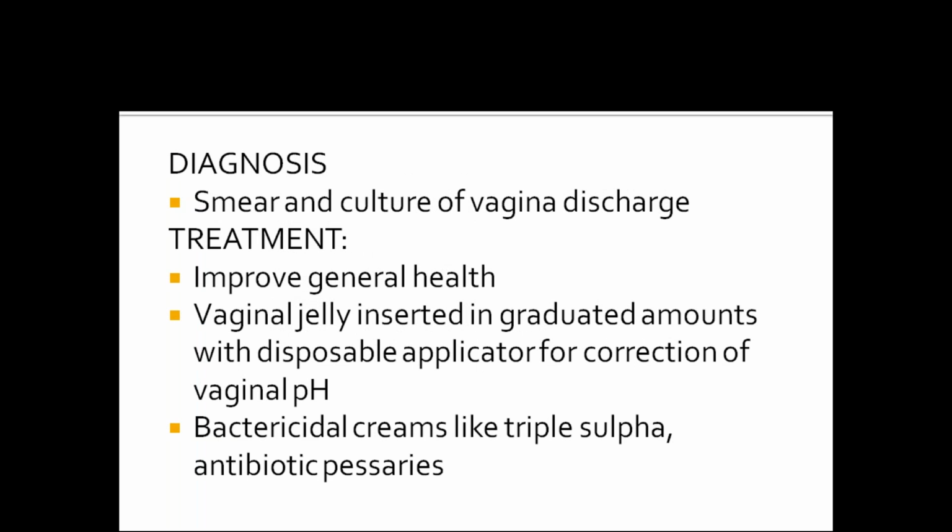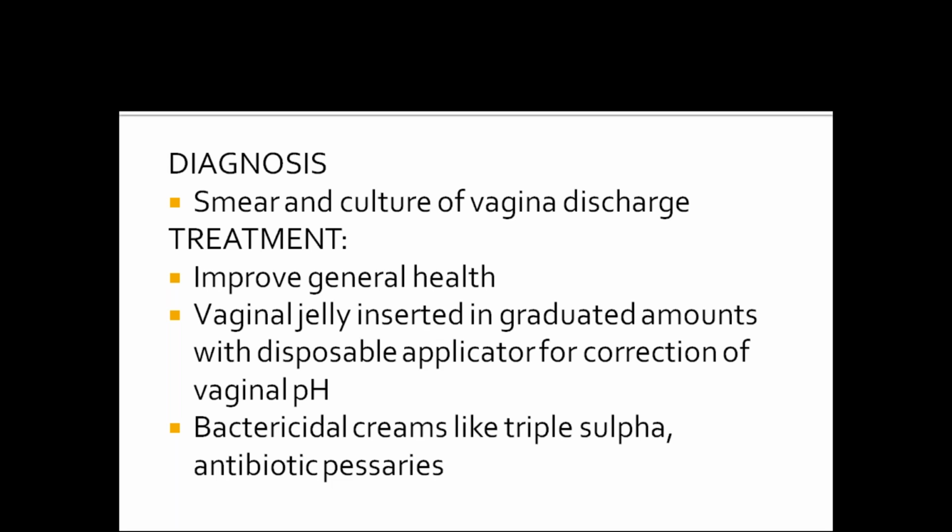For treatment, you have to improve the hygiene, and there are some vaginal jellies available in the market, given by a disposable applicator. You just introduce it into the vagina and drop the jelly there, so that there will be correction of vaginal pH. It is water dispersible, so the vaginal pH is corrected to 4.5.